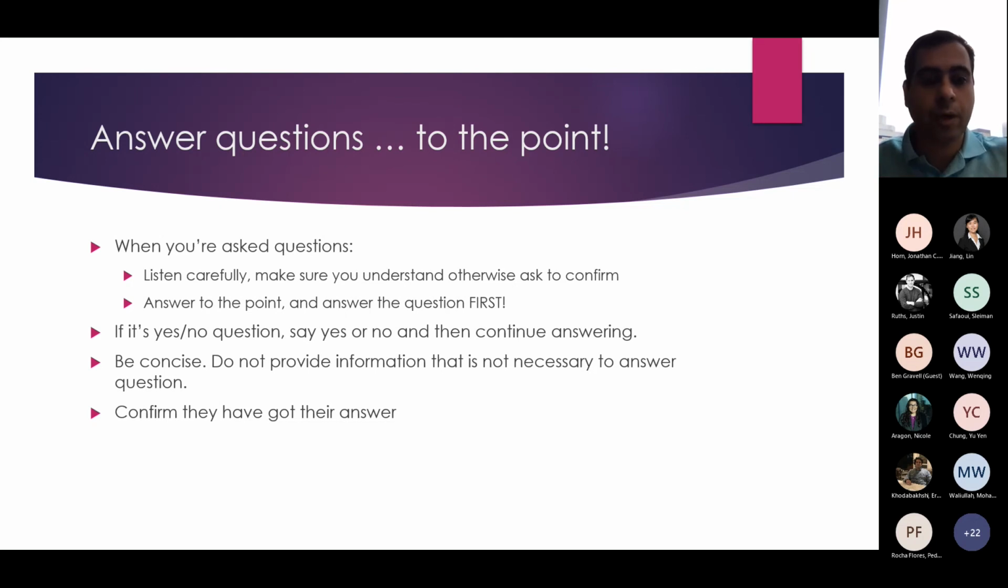If there is a yes or no question, feel free to say yes or no, and then continue, or say I don't know, as Jonathan mentioned. Be concise on this. Do not provide additional, extra information just to show that you know a lot. Just answer the question to the point, concisely. If they are not happy with what you have given them, they will ask a follow-up question. Just confirm and make sure that they have got their answer.